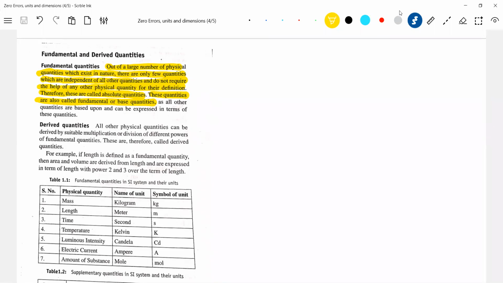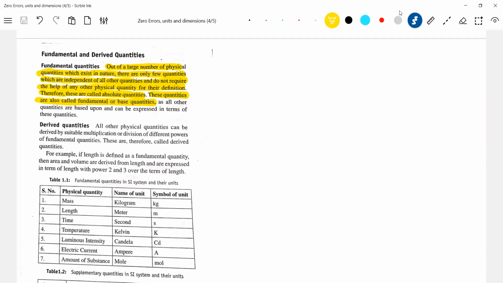So like this, we define length, mass, time. Now to define length, I need not bother about any other physical quantity. I need not take the help of mass, time, or temperature. Directly I can define the length. Like this, these are called fundamental quantities, and the units related to them are called fundamental units. For mass we put kg, length meter, time seconds, temperature Kelvin, luminous intensity candela, electric current ampere, and amount of substance mole.